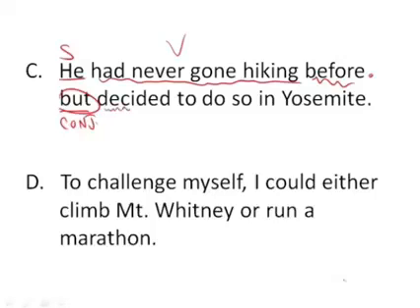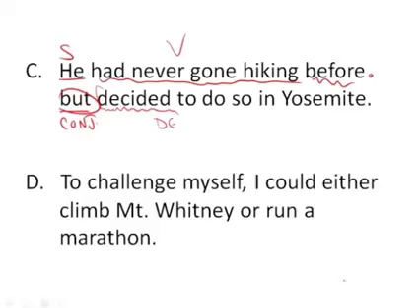After the word but, let's look here where it says decided to do so in Yosemite. Is that a sentence? Decided to do so in Yosemite? We maybe have decided to do. That's our verb, but where's our subject? If we just take this part, there is none. So you can see that we are combining an independent clause with a dependent clause here.